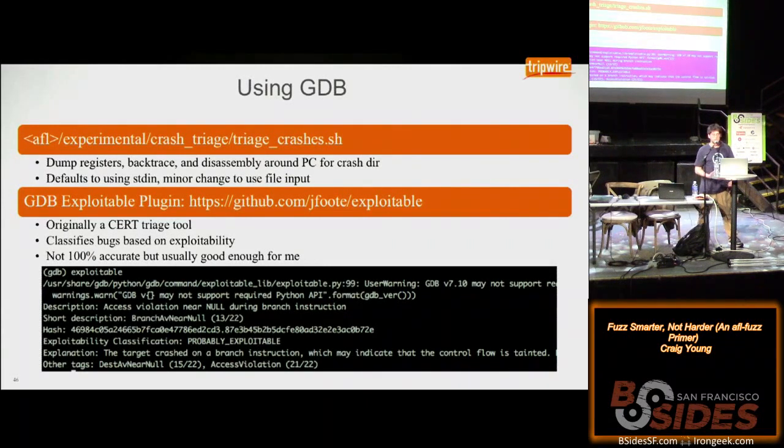Another tool that I use is the GDB exploitable plugin, which was originally a CERT triage tool. This is nice because there's not much thought involved with it. You're not looking at registers and thinking about the disassembly and what might have happened here. Instead, it's going to automate that process and give you an exploitability classification. Like you can see here, it's saying for this particular bug, which was in a compression engine, it's probably exploitable, which would be a good reason to investigate it further.